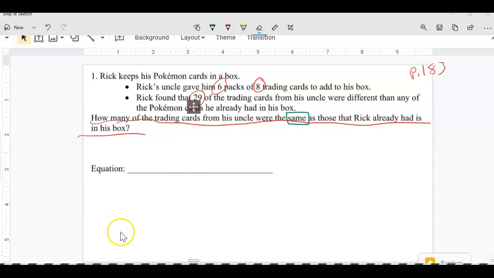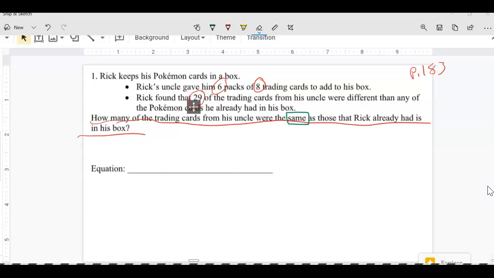Okay, and let's take a look at this one. This is a multi-step problem. And I've already gone and done the cubes on this one, guys. I've circled the key numbers. 6 packs given to Rick by his uncle of 8 trading cards. Okay, so 29 were different than the ones he already had. Now underline the question, how many of the trading cards from his uncle were the same as those that Rick already had in his box? So I've boxed in a key word right here, the same. So the question is, how many were the same as what he already had in his box?